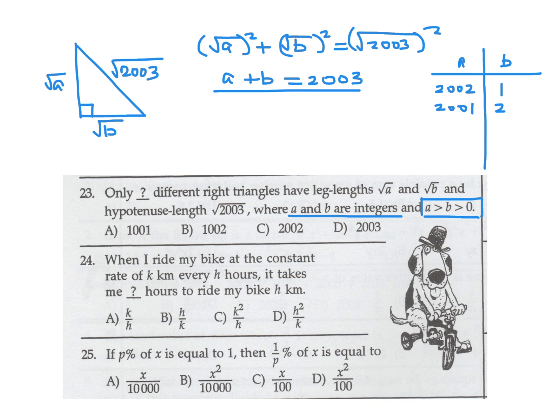And then eventually you're going to get to, say, B is 1000, A would be 1003. B is 1001, A would be 1002. And I think that's it. After this point, A would no longer be greater than B, so we wouldn't be able to satisfy that inequality. So that means we have a total of 1001 of these pairs. So for number 23, that would be A.